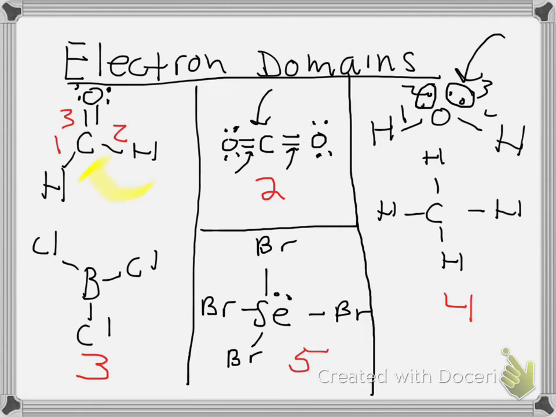And lastly, this molecule right here, coming off the central atom, you have 5, not 6. So this lone pair counts as 1 electron domain. So you have 1, 2, 3, 4, 5. And that's really all there is to electron domains.